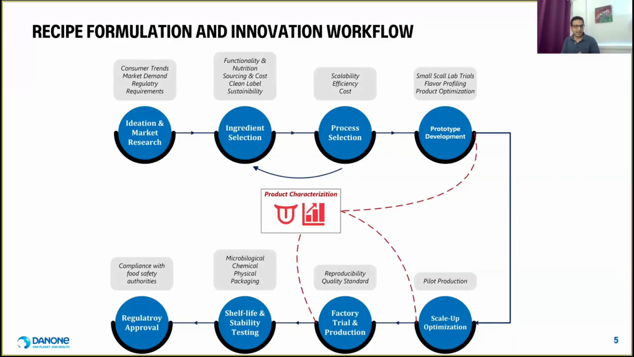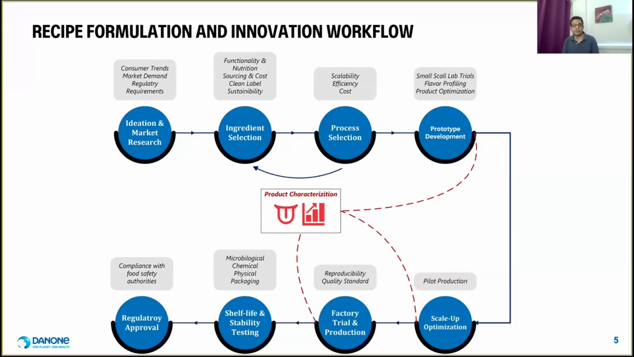At the start, it begins with either a new product ideation, or we have done our market research and we want to change certain properties of our product. Based on that, we go to our ingredient selection and process selection. Ingredient and process selection go hand in hand. One process that may work for a certain type of ingredient may not work for another. So this is a cyclic process where we decide our ingredients and process based on what nutritional value they bring, whether they are sustainable, and when it comes to process, whether it is scalable, efficient, and doesn't add to the cost of the product itself.